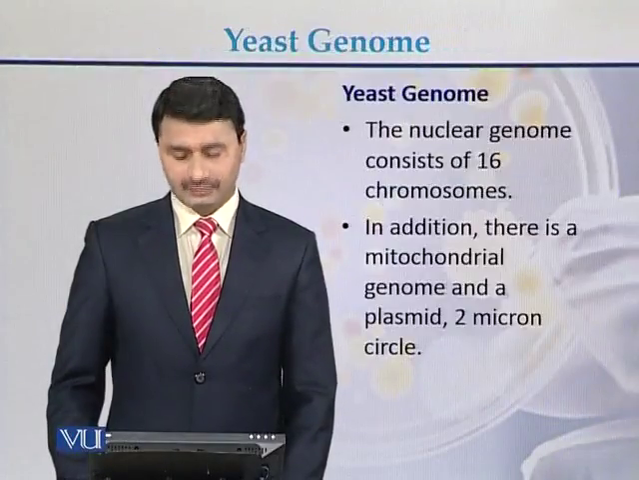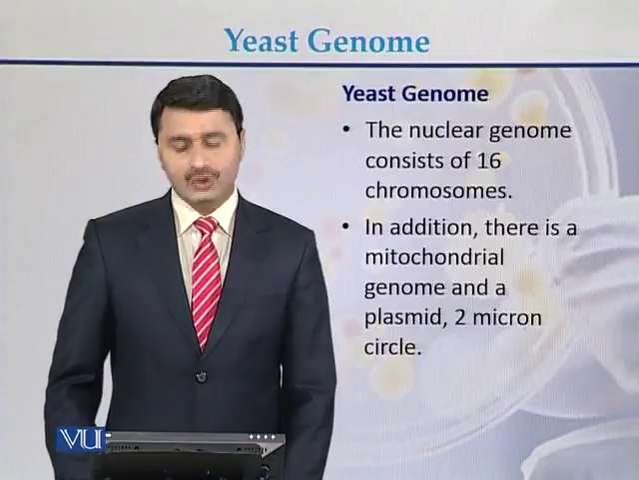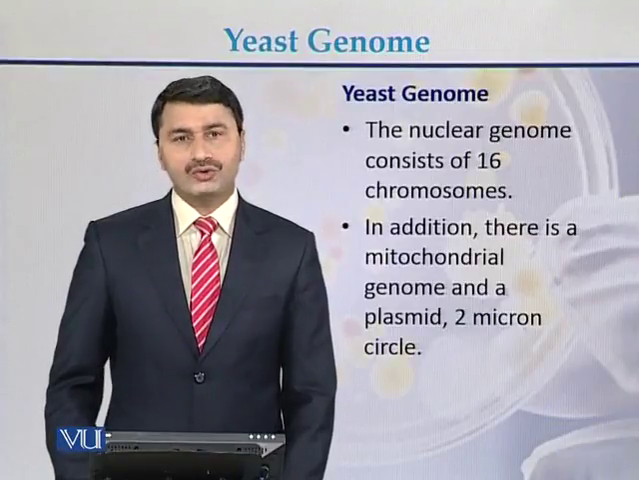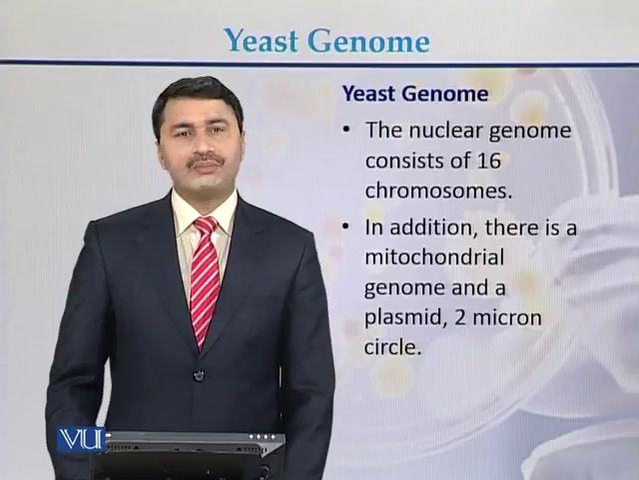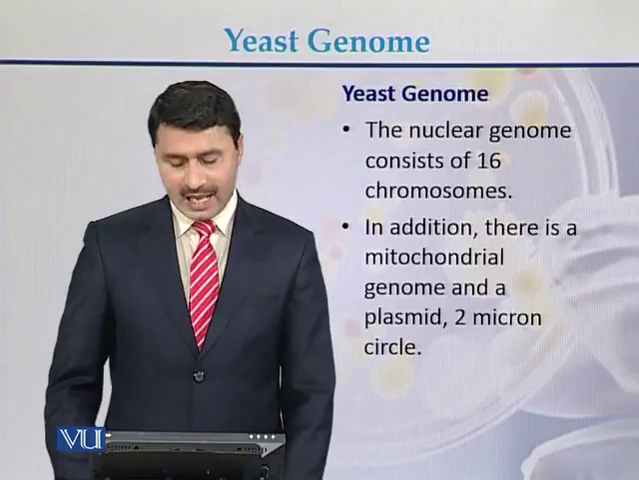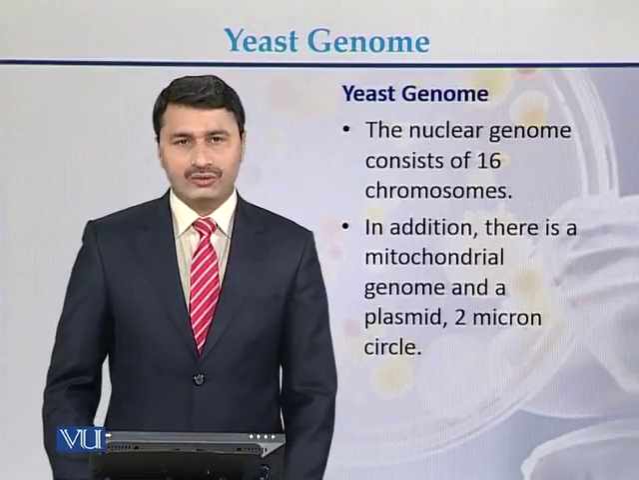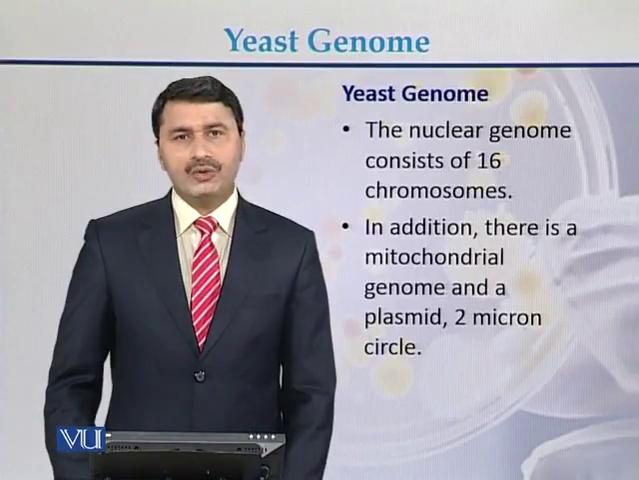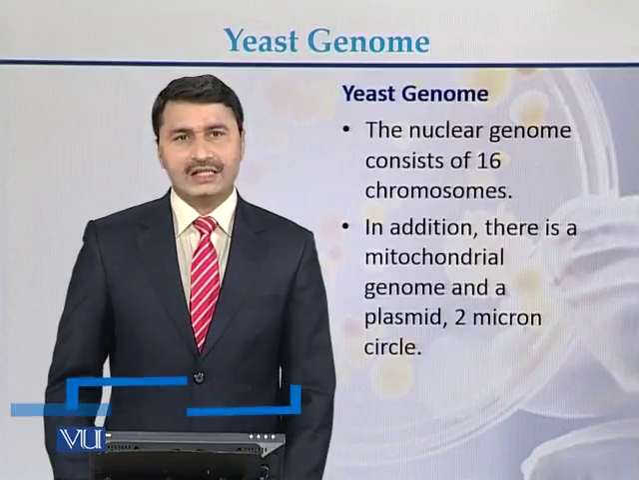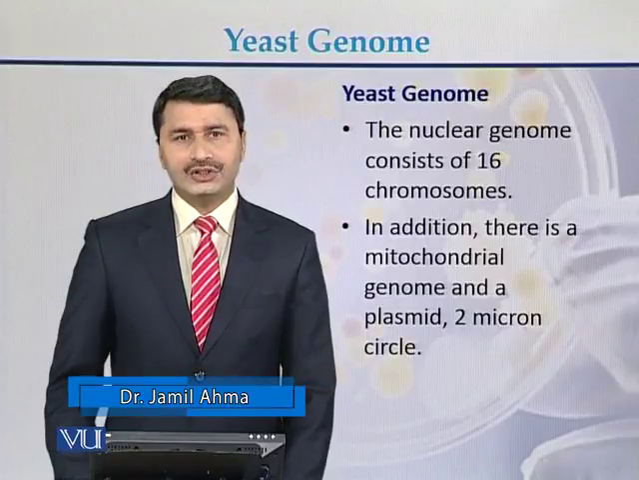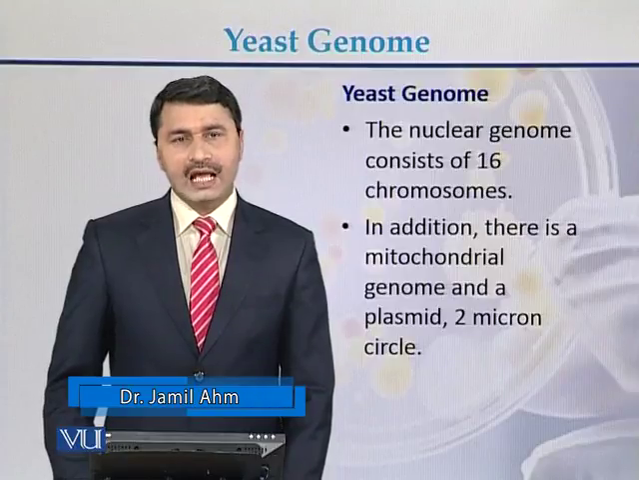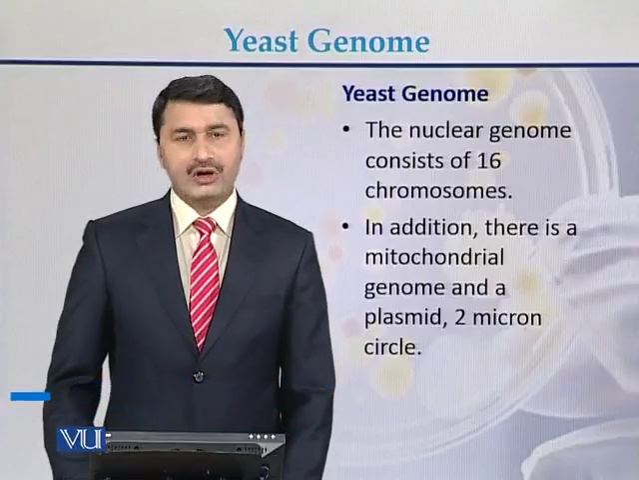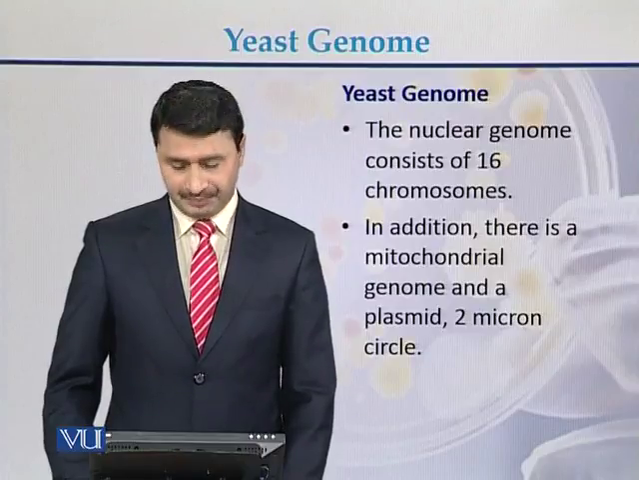Yeast genome. Yeast genome consists of 16 chromosomes. In addition to 16 chromosomes, there is a mitochondrial genome as well as a plasmid of 2 micron. So the genome of the yeast consists of 16 chromosomes, which are present in the nucleus region. In addition to chromosomes, there is a mitochondrial genome as well as a small plasmid, which is called 2 micron plasmid.